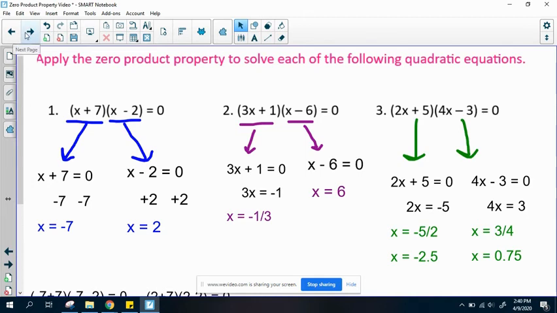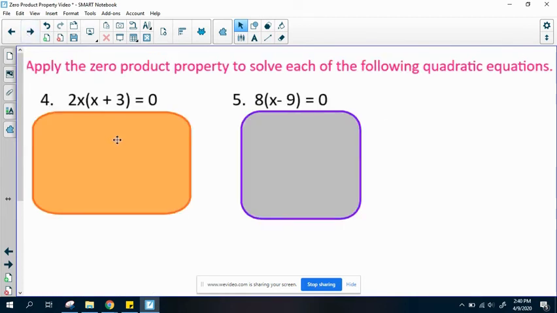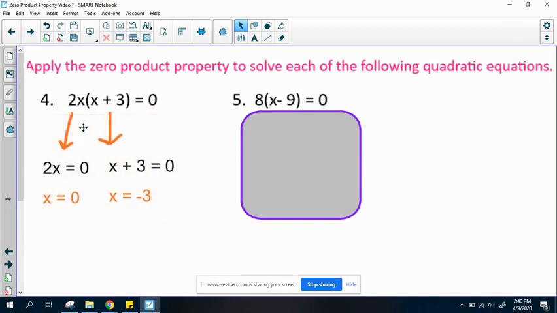All right. So what I'm going to do next is the last two problems. I'm going to say 2x times x plus 3 is 0, and 8 times x minus 9 is 0. Alright, so for the first one, I'm going to set 2x equal to 0 and x plus 3 equal to 0. When I have 2x equal to 0, I'm going to divide by 2. And if I have x plus 3 equal to 0, I'm going to subtract 3. So my two answers for this one are 0 and negative 3.